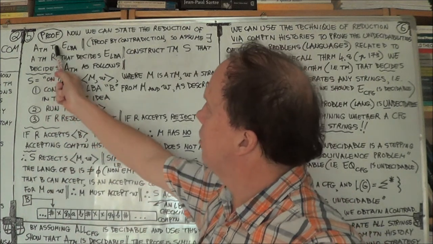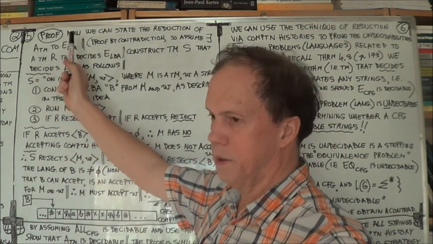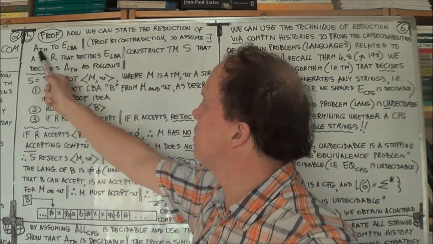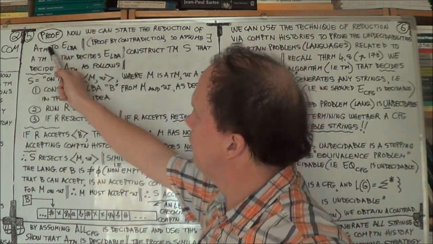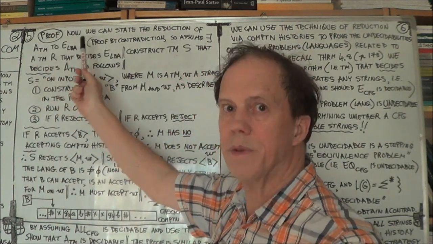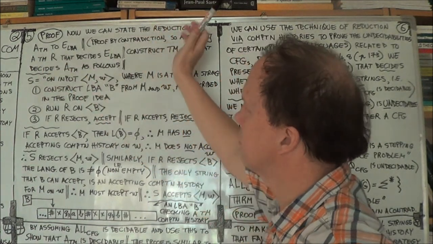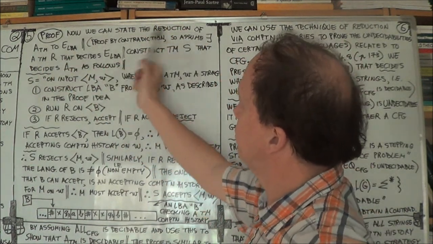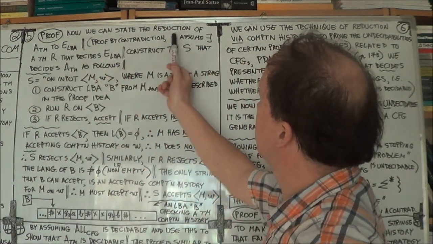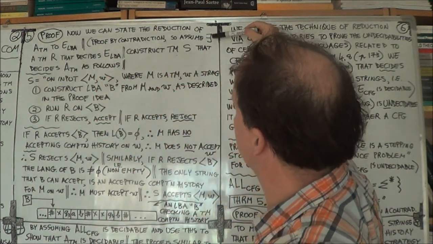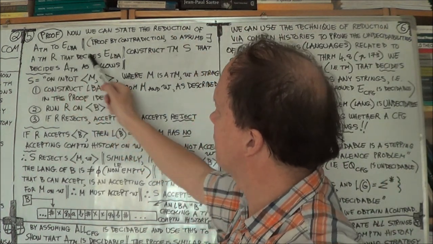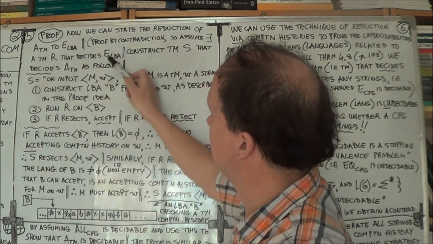Okay, we know that this language is undecidable. So if we can reduce this to this, and we know that that's undecidable, therefore this is undecidable, and that's what we're trying to prove. Right? Okay, so that we've done before. Proof by contradiction, as usual. All these proofs are of that form. So therefore, assume there is a Turing machine R that decides this.